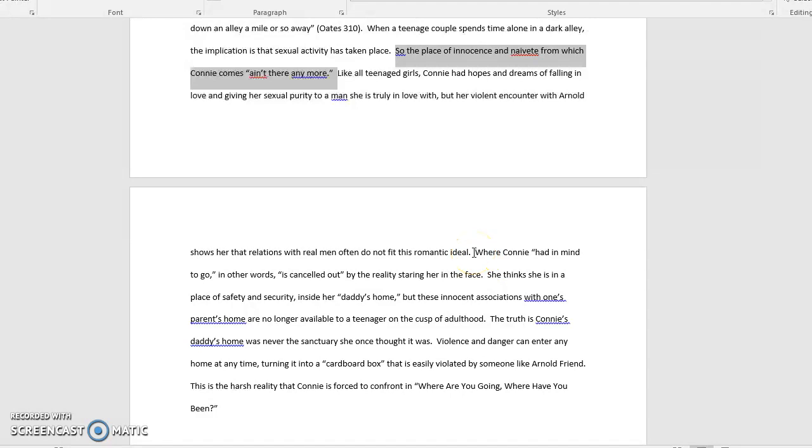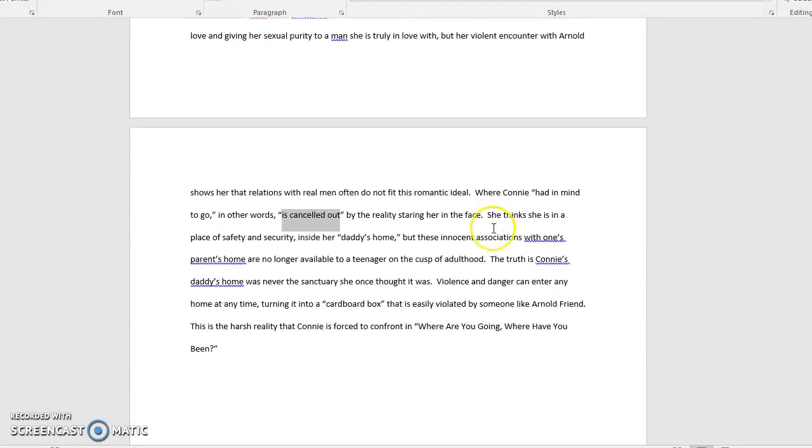Where she had in mind to go, in other words, is canceled out by the reality staring her in the face. Notice how I'm quoting from the quote here. Oftentimes I'm quoting from the quote to make my analysis clear that it is clearly related back to the quote. I'm always getting back to that quote. She thinks she is in a place of safety and security inside her daddy's home, but these innocent associations with one's parents' home are no longer available to a teenager on the cusp of adulthood. The truth is, Connie's daddy's home was never the sanctuary she once thought it was. Violence and danger can enter any home at any time, turning it into a cardboard box that is easily violated by someone like Arnold Friend. This is the harsh reality that Connie is forced to confront in Where Are You Going, Where Have You Been?